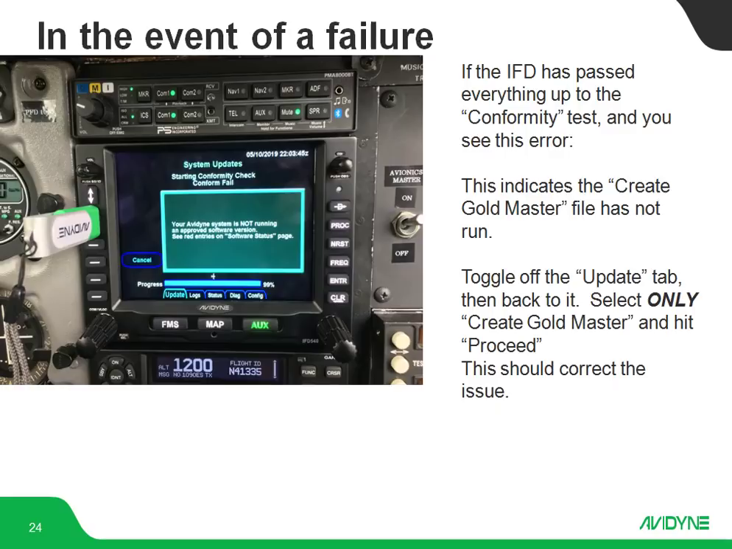What you'll want to do if you see this is go ahead and hit cancel, and then toggle off of the update tab by using the aux key. Just toggle over to the logs and then toggle right back to update, and go in there and select only the create gold master file and hit proceed. What that's going to do is pick up the software load from that point. It's going to go ahead and create the gold master, and then it's going to finish out the software load, and you should be good to go.